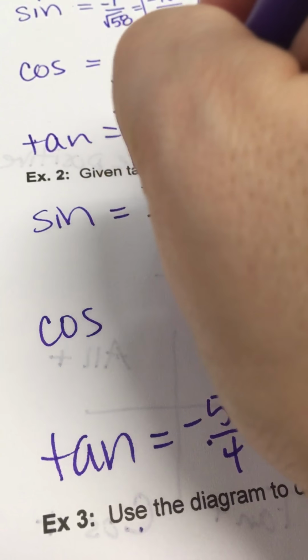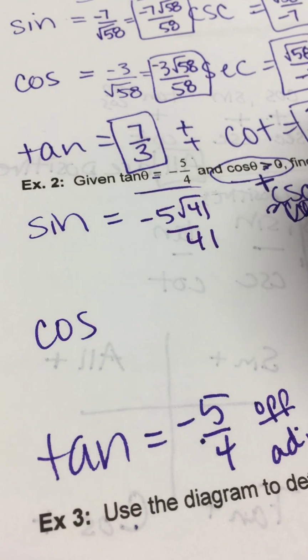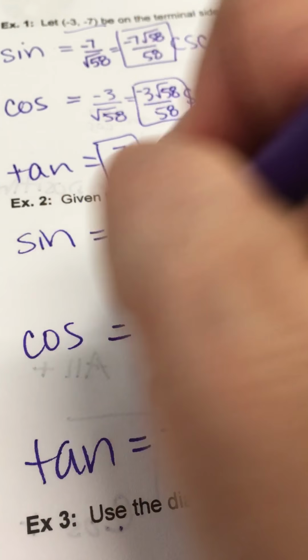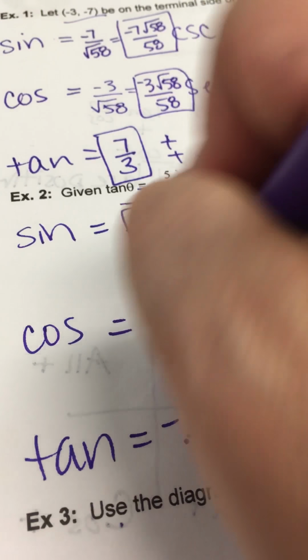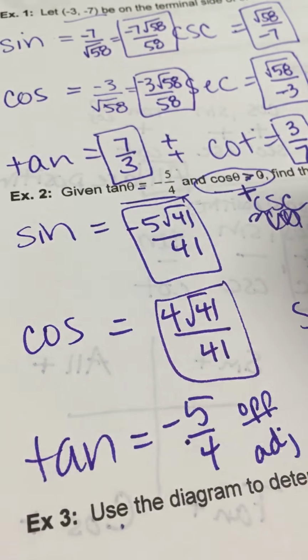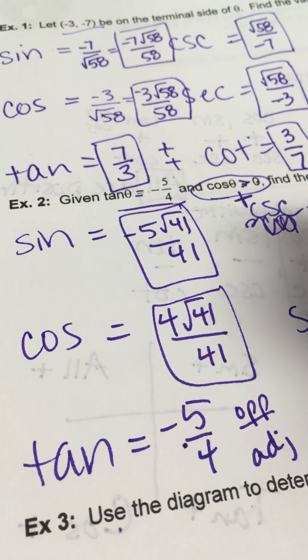Alright, this should end up being -5 root 41 over 41 and root 41 over -5. Go through these, double check them. I'm just kind of writing down the answers here. 41 and root 41 over 4.